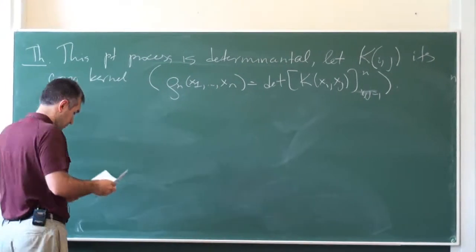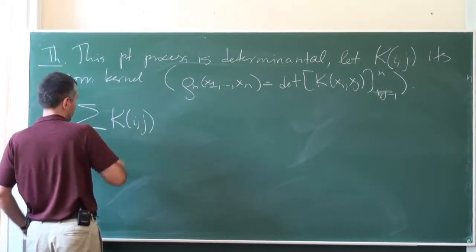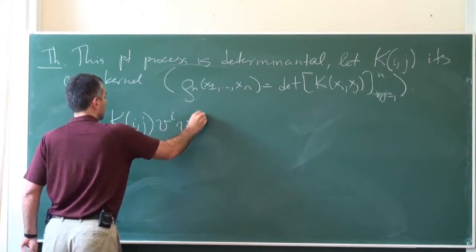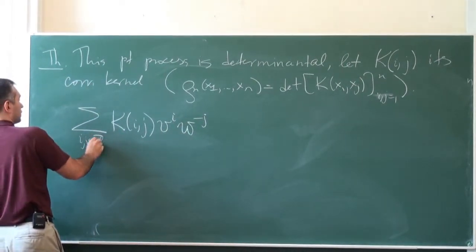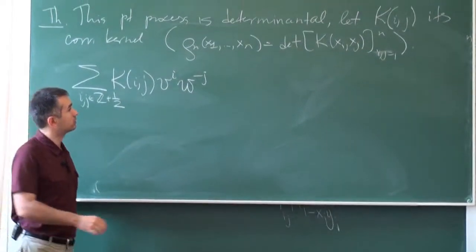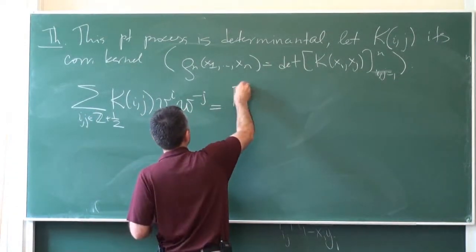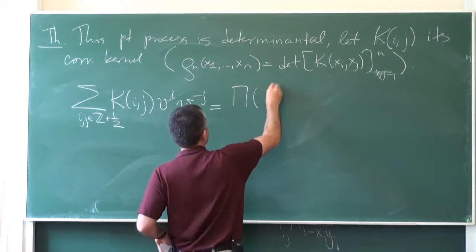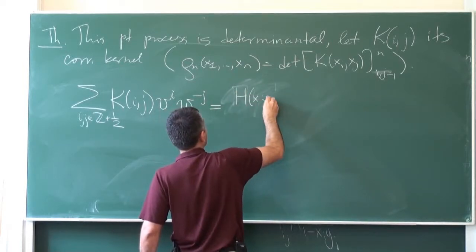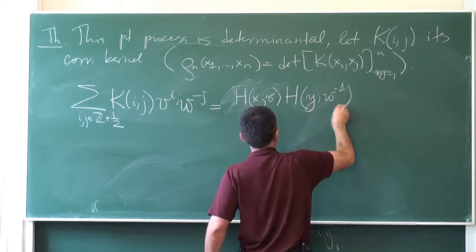So then, if I take the generating function for these values, so this is over all i, j that are integers shifted by half. This is a formal generating function at the moment. Then I can write it explicitly in the following form. This is the product of, well, let me write it like that. This is h of x; v, h of y; w. I'll explain what h is.